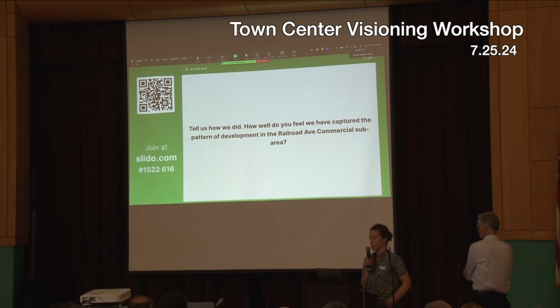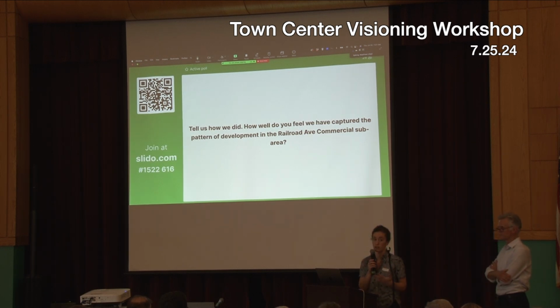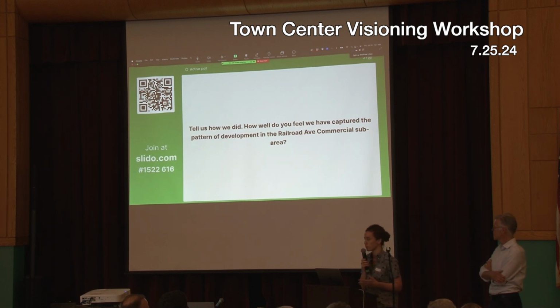So what we're trying to get at here is we want to understand from your perspective, how are we doing in understanding the pattern of Railroad Ave commercial? Have we captured that pattern of development well? And this is a rating question, so we're looking at a temperature check. How far off are we? Are we pretty close or are we way far off?